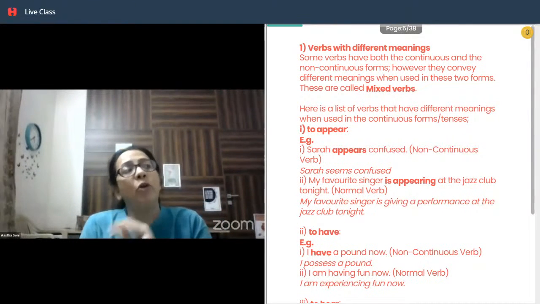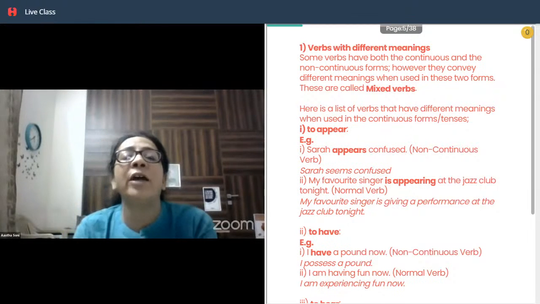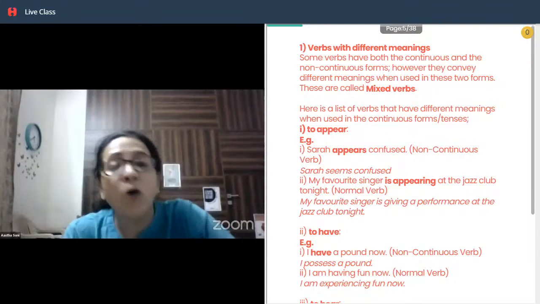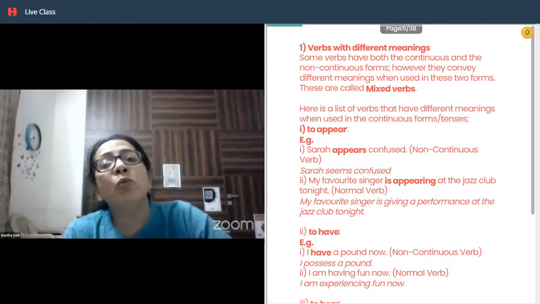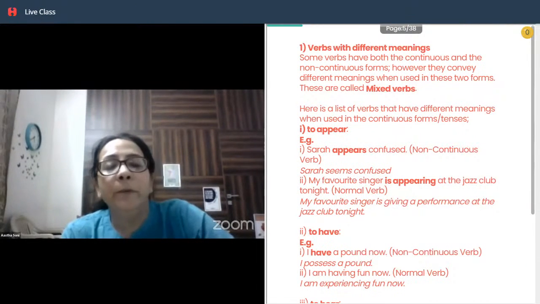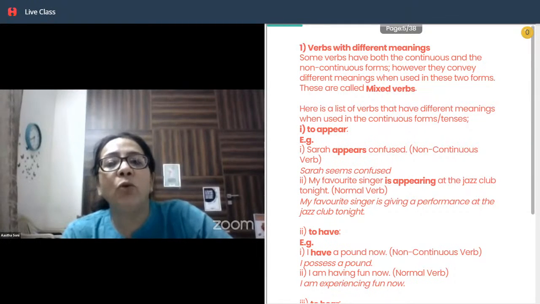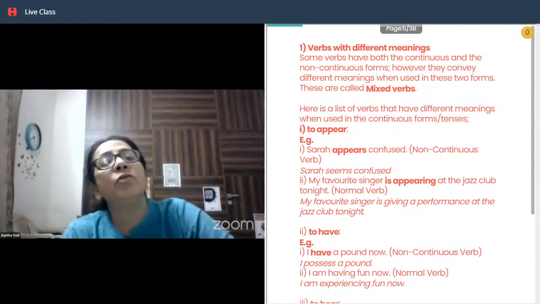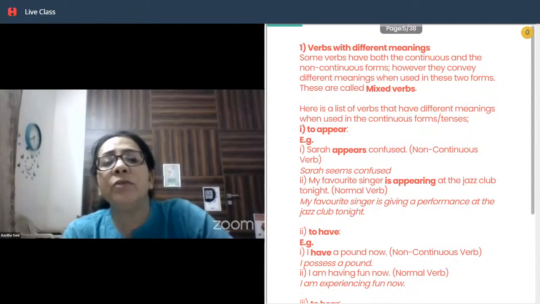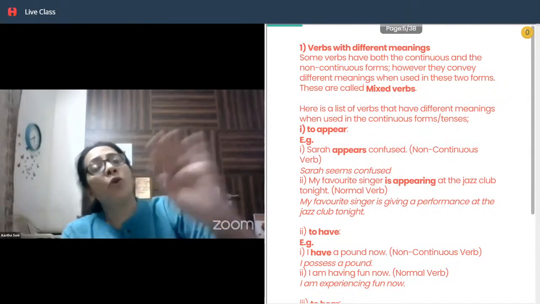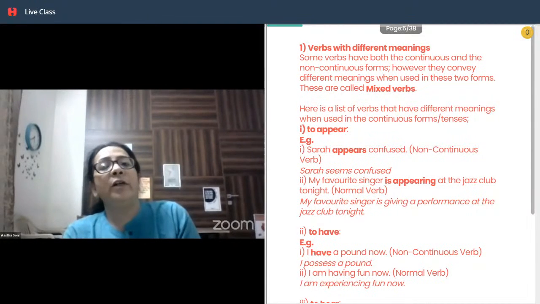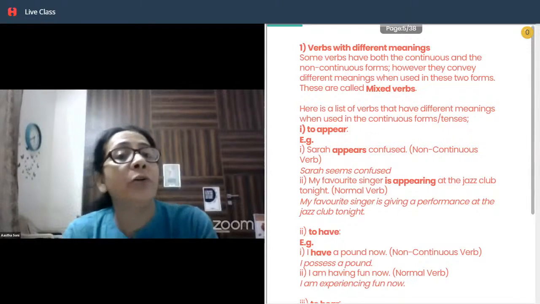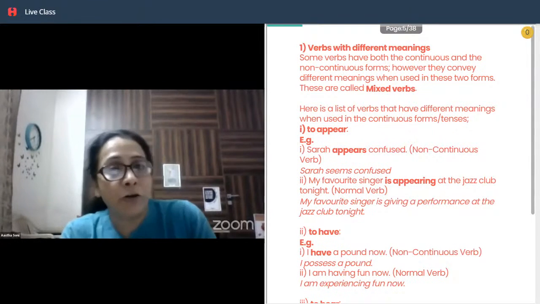Now see what we're talking about here: these non-finites, the mixed verbs. How do you pick them? It's always to plus the verb. To appear, to have, to hear, to miss. The moment you say to plus the verb, it is something non-finite, non-continuous. But the moment you drop that to, take the root word, that means appear, and add ing, it has a different meaning altogether, but you can use that as a continuous part.